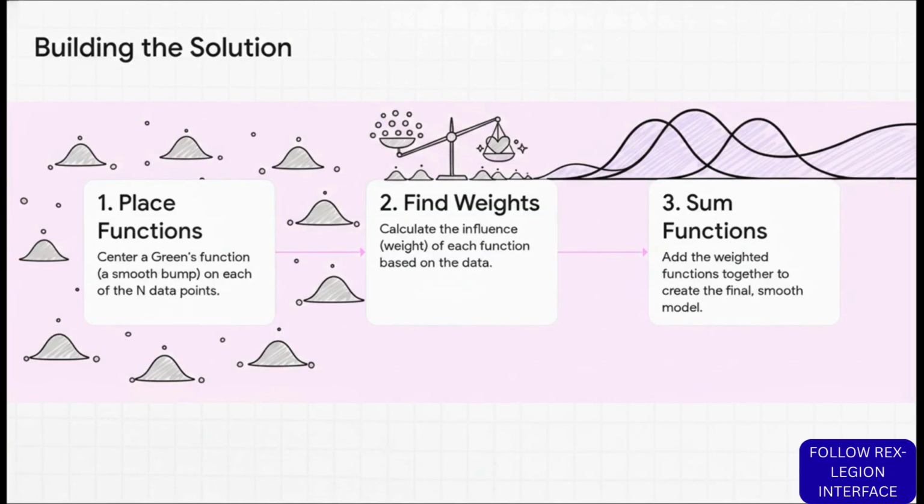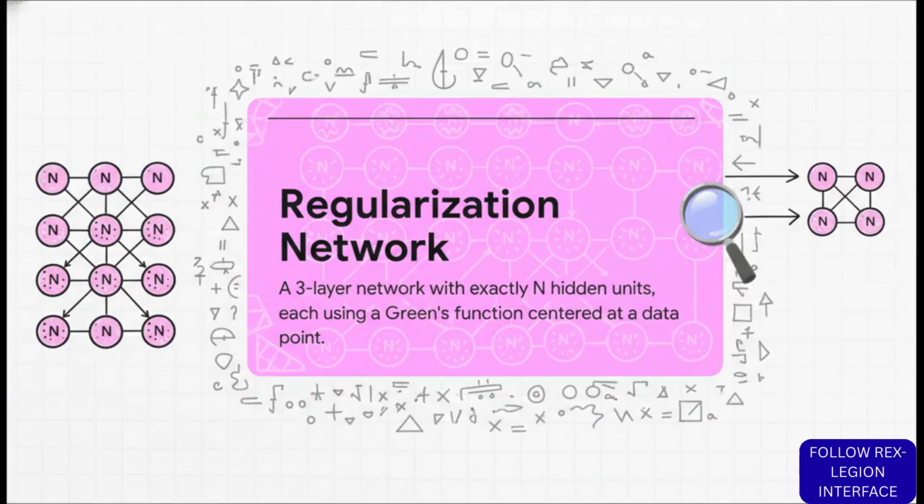Each one of your data points gets to cast a vote on what the final curve should look like, and that vote always has the shape of a simple, smooth bump. The whole learning process is just about figuring out how much weight or influence each of those votes should have. You sum up all those weighted votes, and voila, you get a final model that's perfectly smooth and still respects all the data. And this process, it doesn't just give us a theory.